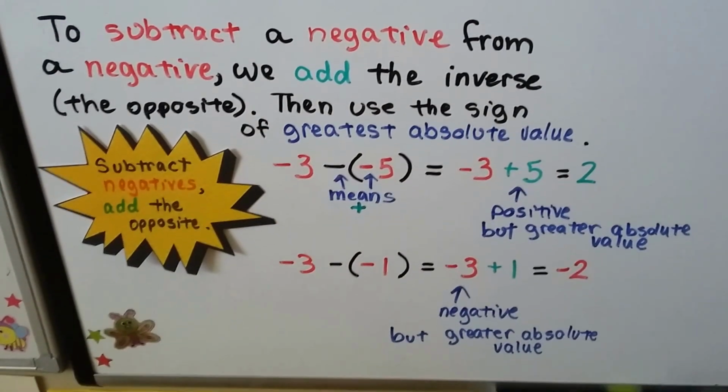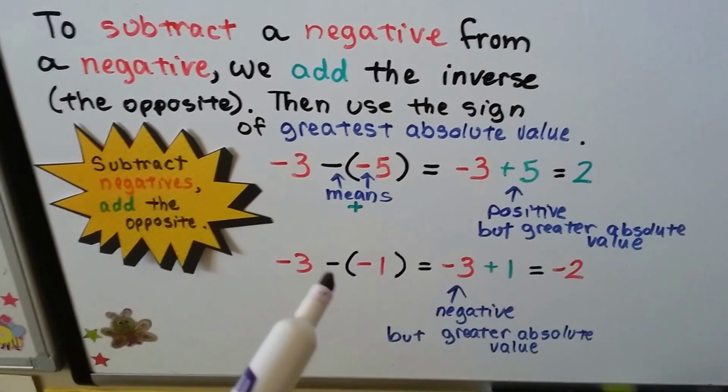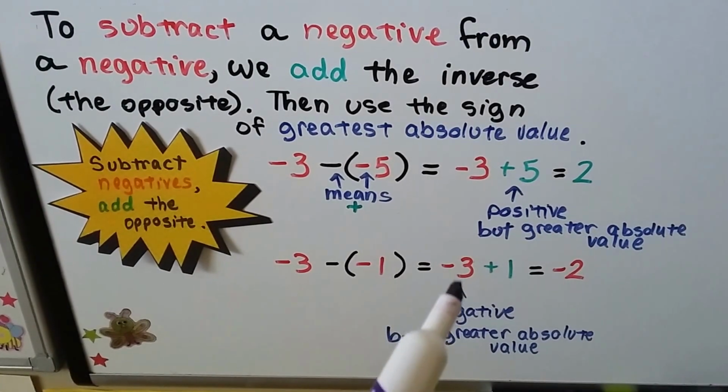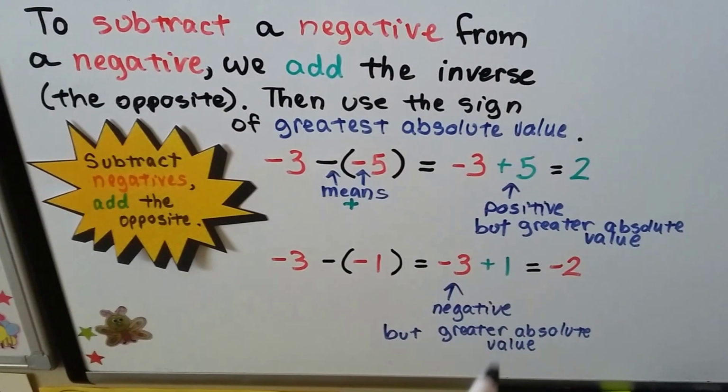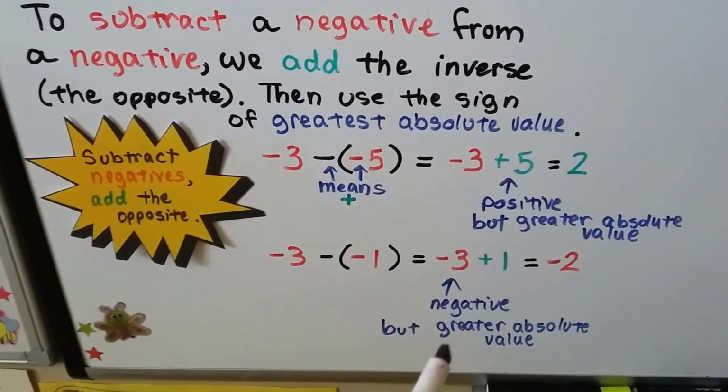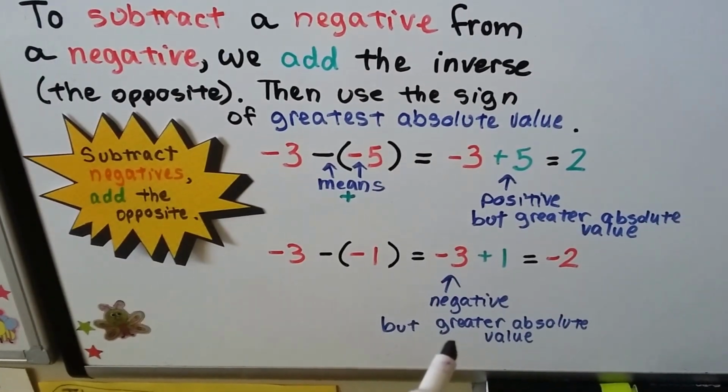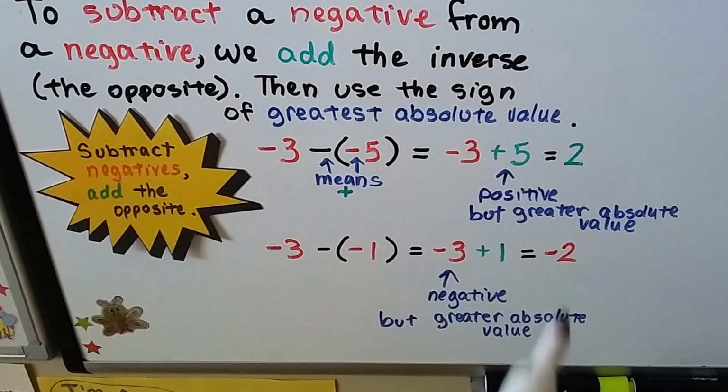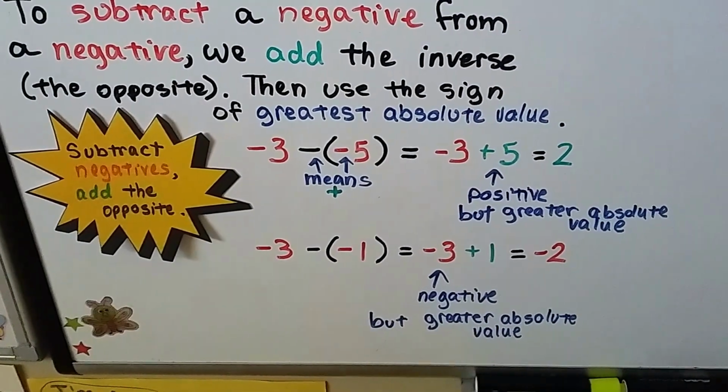a positive 2. If we have negative 3 minus a negative 1, then that means we have negative 3 plus 1. It's going to have the sign of the greatest absolute value, which is that 3. It's the farthest from 0. Our answer is a negative 2.